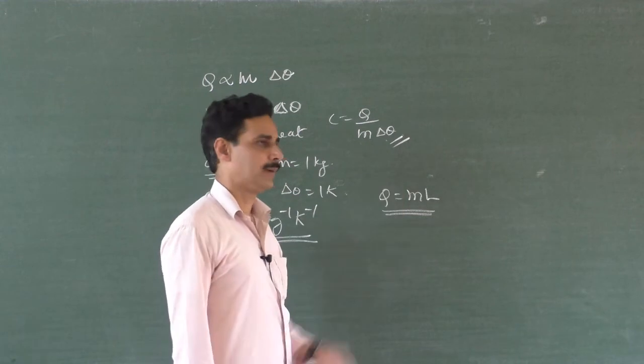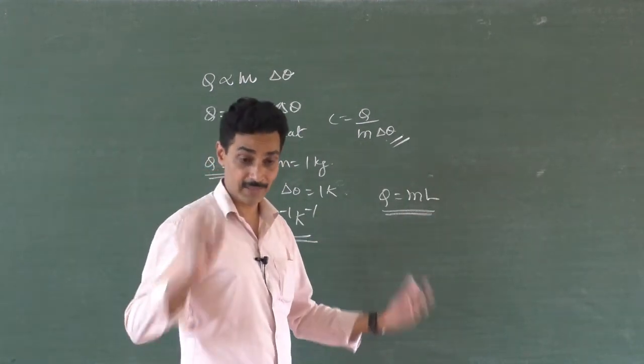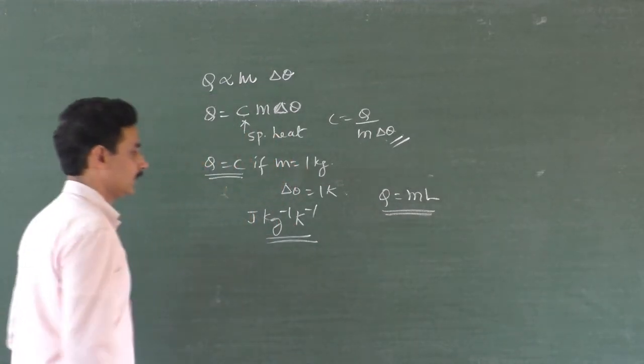Okay, so Q is equal to mL. There is no delta theta here. Sorry, it doesn't appear there at all, not even unity. Okay, Q equal to mL.